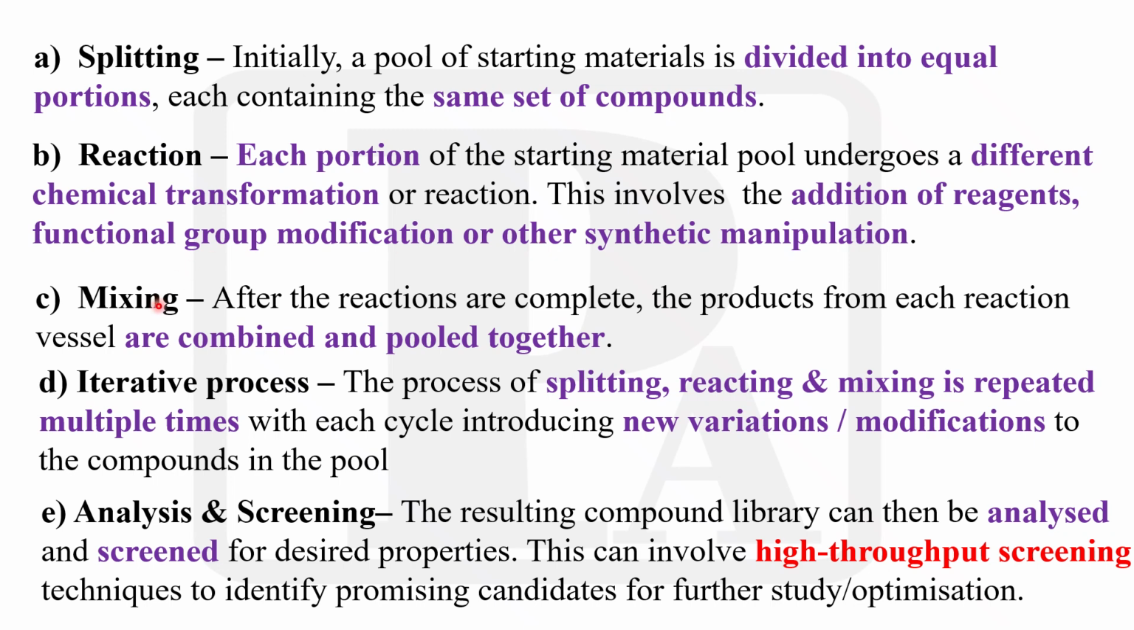Next one is mixing. After chemical transformation, all are combined and pulled together. That is called mixing. So what are the first three steps? Splitting, that is division. Then reaction, that is it can undergo chemical transformation. And next one is mixing, that should be recombined.